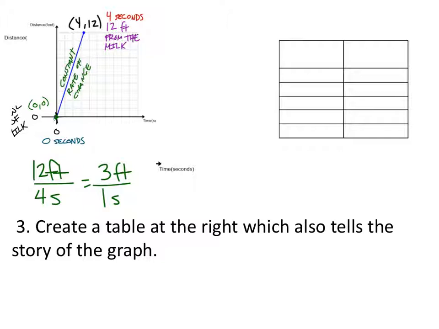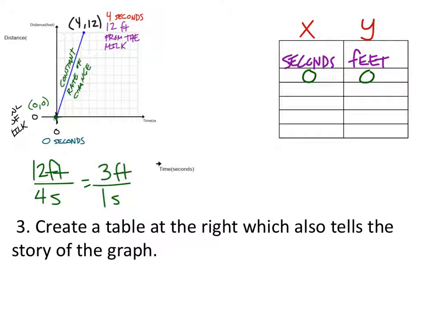For all tables, the x values should generally be on the left, and the y values should be on the right. And the x values in this graph are represented by time in seconds, and the y is represented by the distance in feet. From here, we know that at 0 seconds, the cat was 0 feet away from the milk bowl.